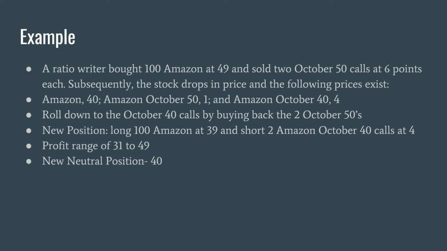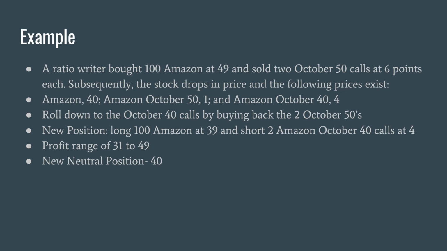To roll down to the October 40 calls, you would buy back 2 of the October 50s, and in doing so, the writer would reestablish a somewhat neutral position. The profit on the buyback of the October 50 calls would be 5 points each, and the writer would realize a 10-point gain on the 2 calls.